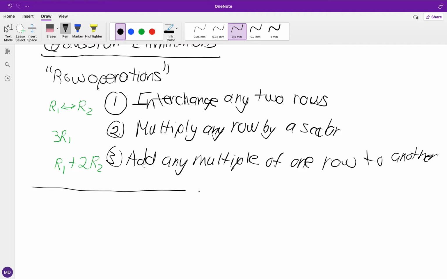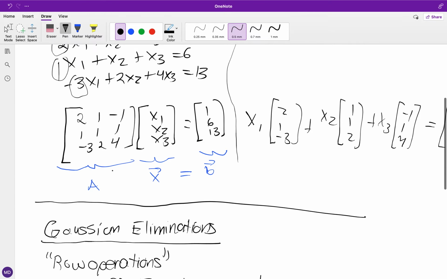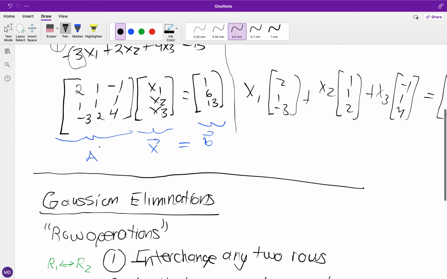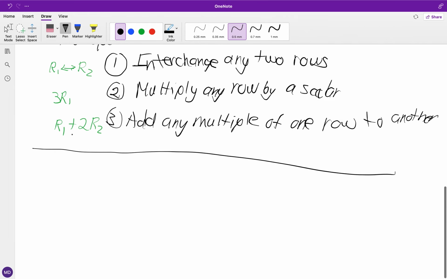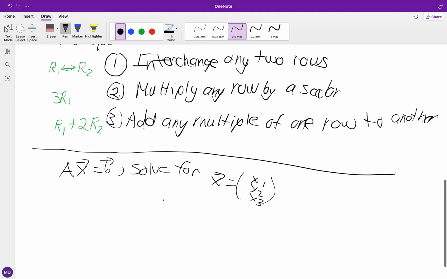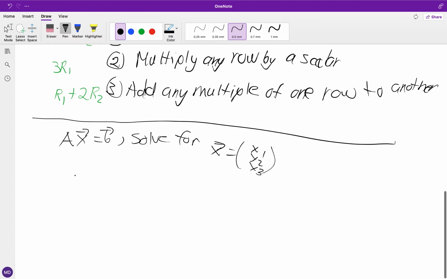Let's actually just solve our system of equations we had before. So I'm just going to write it out again. So when we solved the system, remember we wanted to solve Ax equals b, which means we want to solve for the vector x, which is x1, x2, x3, that makes this true. And to do this, we want to row reduce the matrix A augmented with our b.